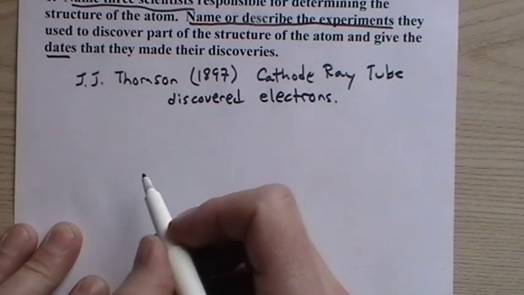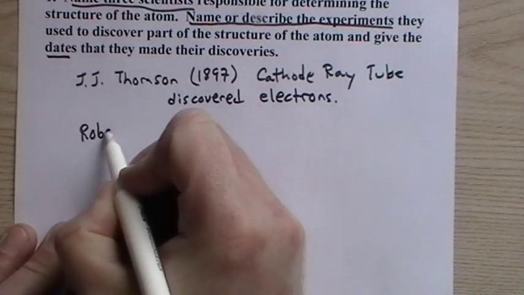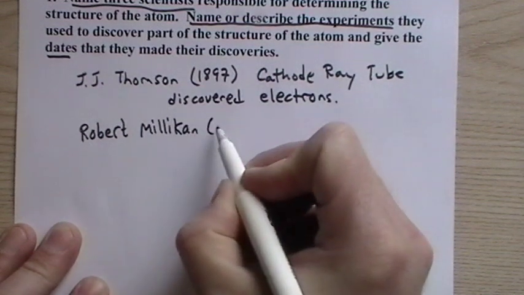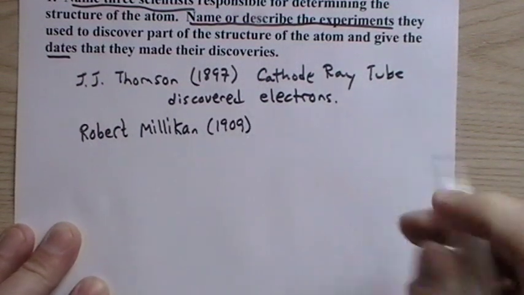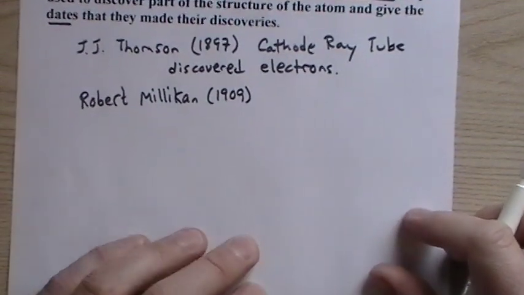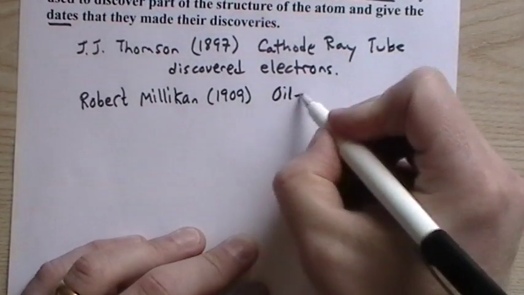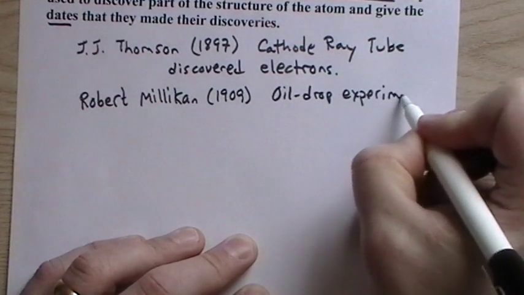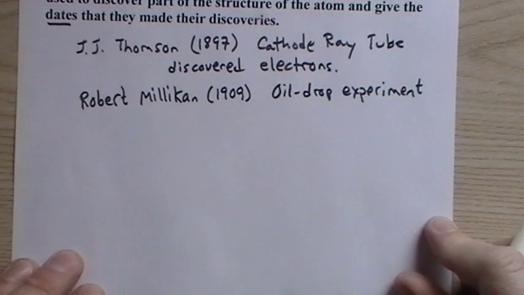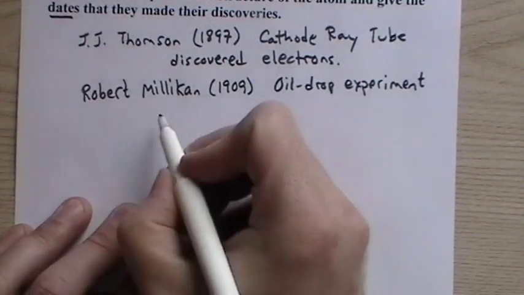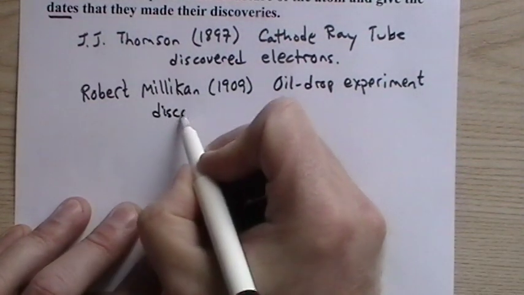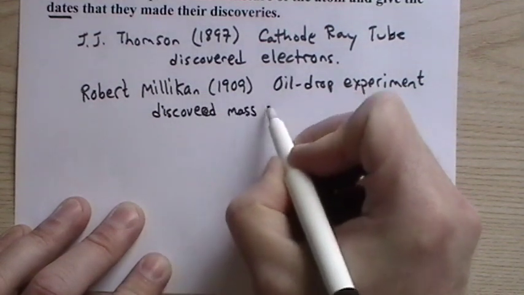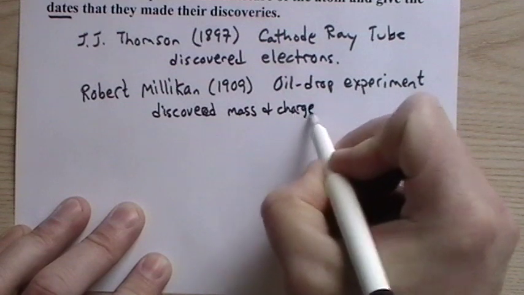And then we have Robert Millikan. And this is in 1909, so quite a while ago, and he used what is called the oil drop experiment. And again, the details can be found in the book, but you should know the name of the experiment. And he discovered the mass and charge of the electron.